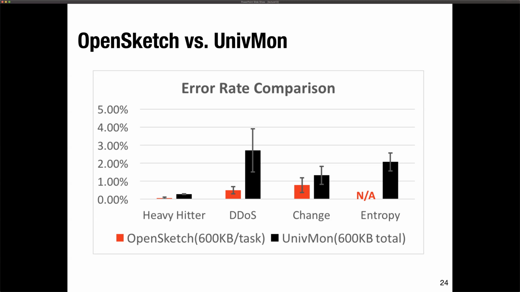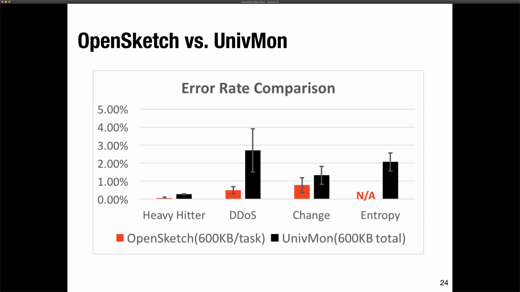So we should expect universal monitoring to be a bit less accurate or have higher error, which is the case here. But still, the error margin is very small. And with the same 600 kilobyte footprint, it is able to run these 4 different applications, whereas OpenSketch is using 600 kilobytes for just one task at a time.